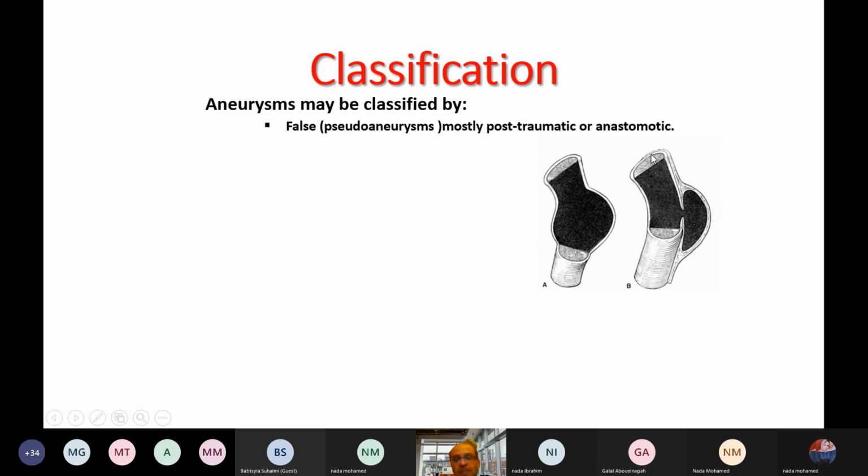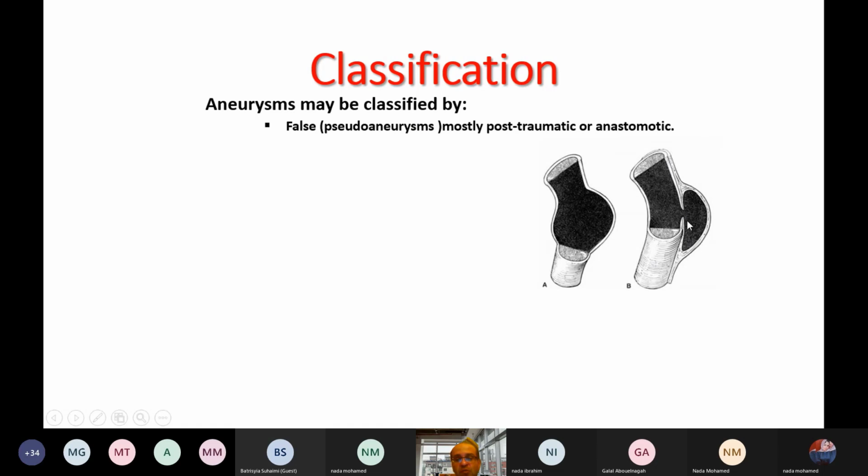But when I do some history taking or some investigation, I can find that the patient has a previous injury. He may have an iatrogenic injury by, for example, an angiogram or a coronary stent or something like this, that results in trauma of the artery and hence the aneurysmal dilatation. It is called pseudoaneurysm because the artery is normal. As you see, the artery is normal.